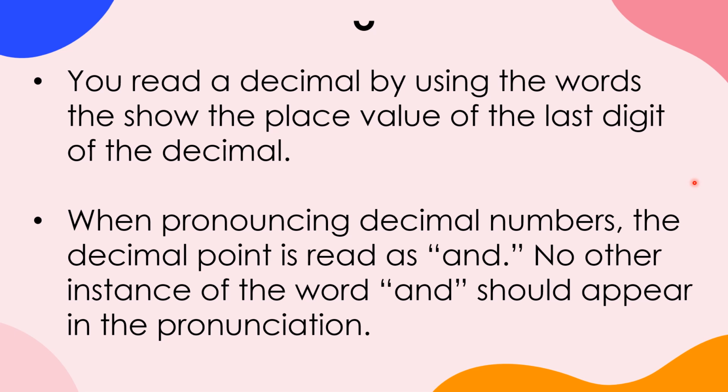It says, you read a decimal by using the words to show the place value of the last digit of the decimal. When you're pronouncing decimal numbers, the decimal point is read as "and." No other instance of the word "and" should appear in your pronunciation. It's really easy to keep throwing in the word "and," especially if you're just used to doing this casually, you might insert the word "and" in other places, but it's important that whenever you're reading this to your students that you're modeling the correct pronunciation for them.